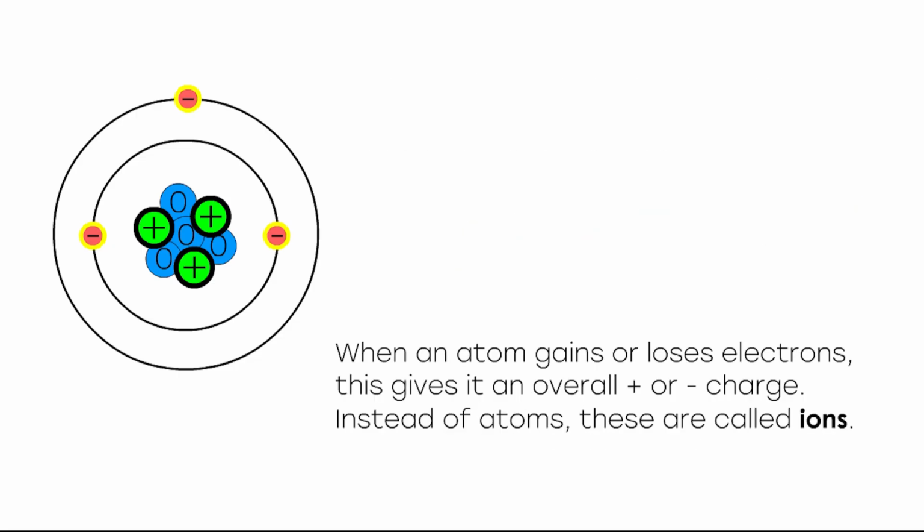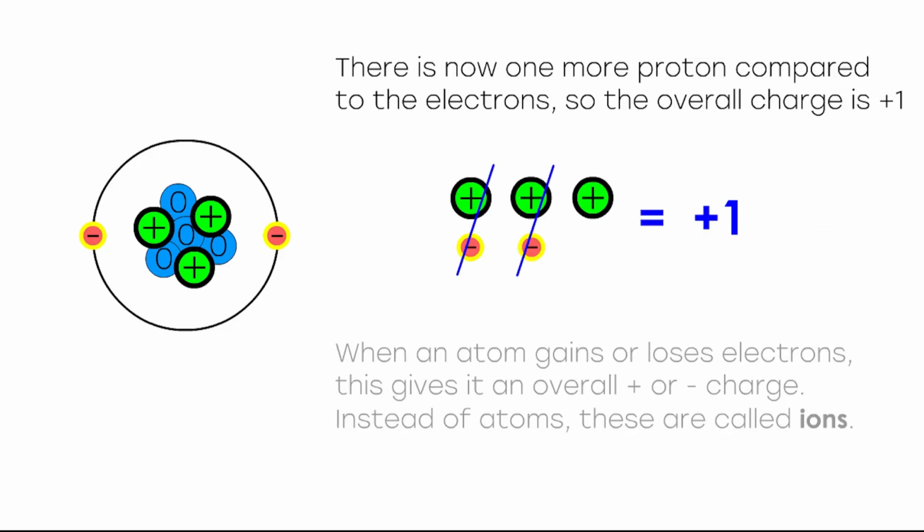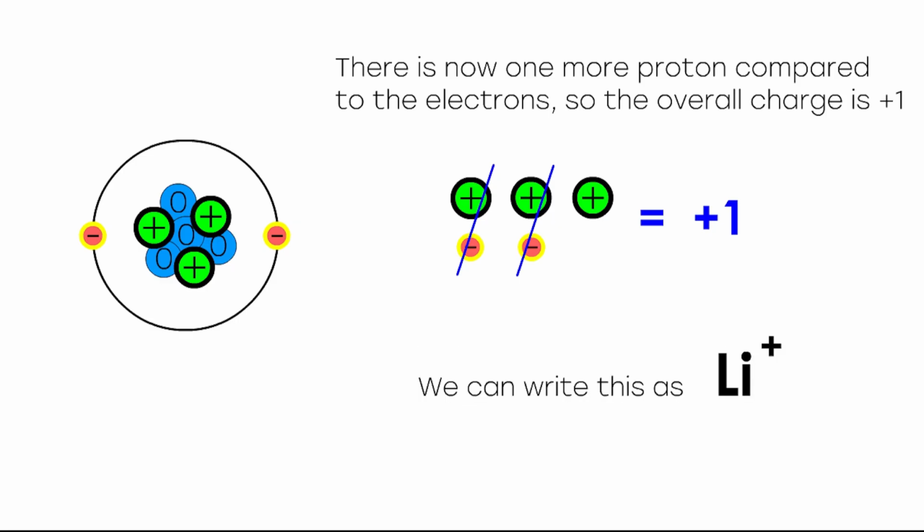When an atom gains or loses electrons, this gives it an overall positive or negative charge. Instead of atoms, these are called ions. Let's watch our lithium atom lose an electron. This will turn it into an ion. There is now 1 more proton compared to the electrons, so the overall charge is positive 1. We can write this as Li plus as a superscript.